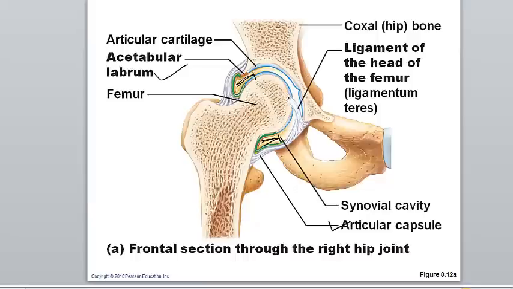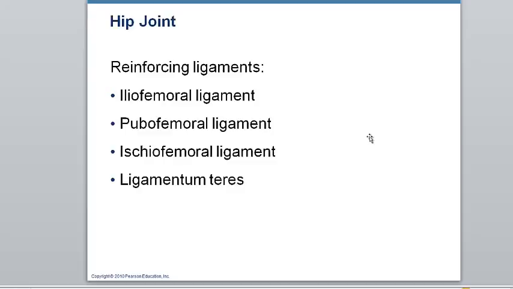Within the capsule, just like your ACL and your PCL, you do have a ligament that attaches the head of the femur to the acetabulum. That'll be over here. That's called the ligamentum teres. What other ligaments reinforce your hip joint? The ligaments that reinforce your hip joint are ligaments that connect your femur to your hip bone.